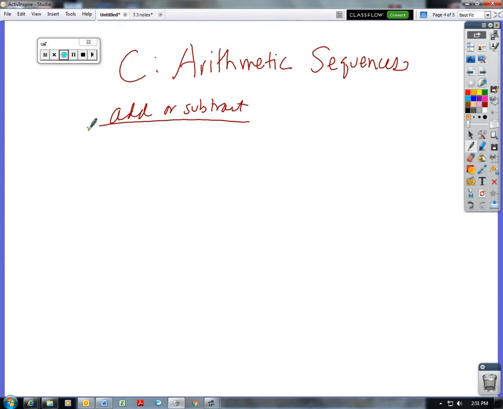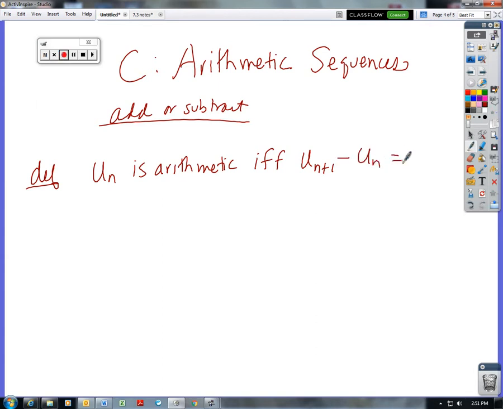And here's the formal definition for an arithmetic sequence. u sub n is arithmetic if and only if, so this is a biconditional, u sub n plus 1 minus u sub n is the same value no matter what. So for any two consecutive numbers in the sequence, if you subtract them, you'll get the same value, and that's called d, the common difference. So d is the common difference.